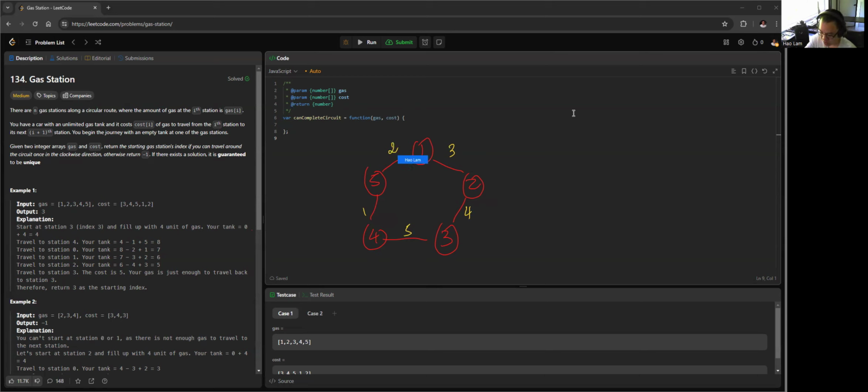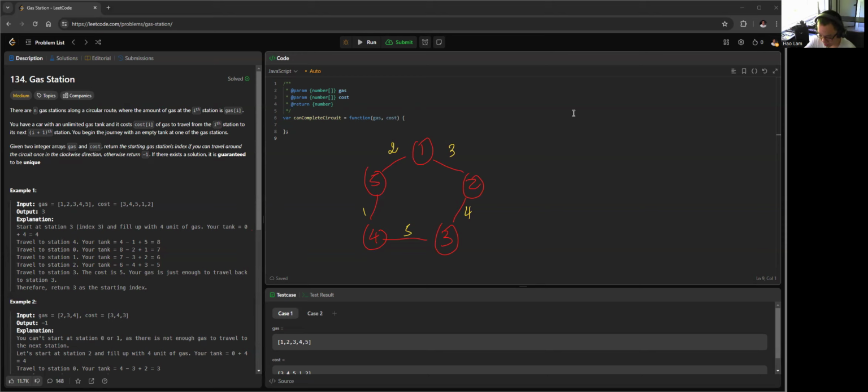So if you start here, you will have a gas of 1. To get to the next station, you will need 3 units of gas, which means you need to have at least 3 units of gas to get to the next station before you can even add the next 2 units of gas into your gas tank. Like in the example, you're starting here, you minus 1 and you plus 5, but you need 1 unit of gas to get to the next station before you can even add the next 5 units of gas.